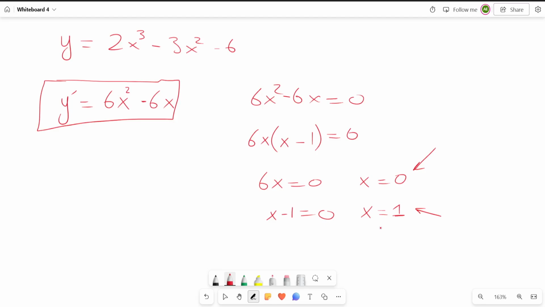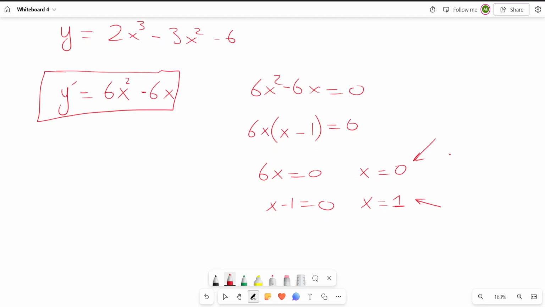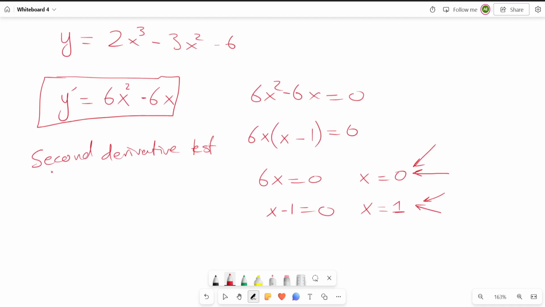Let's test if this is correct. But before that, let's try to actually classify each turning point to know if it is a minimum or a maximum. How to do this? This is done using something called the second derivative test, which requires us to get the second derivative of this function. Second derivative basically means differentiating this function twice.